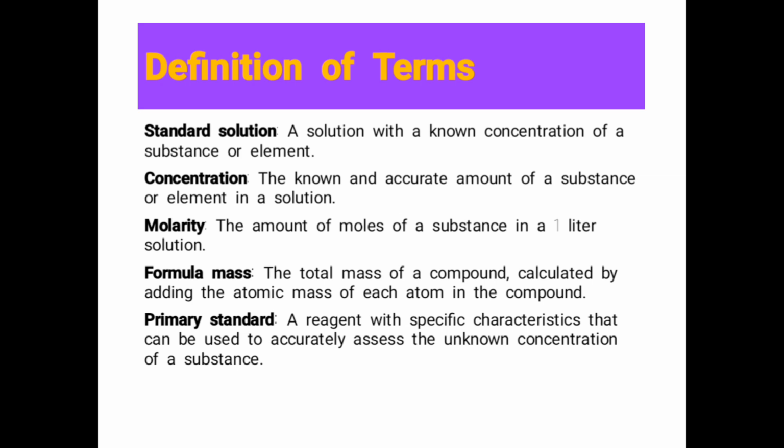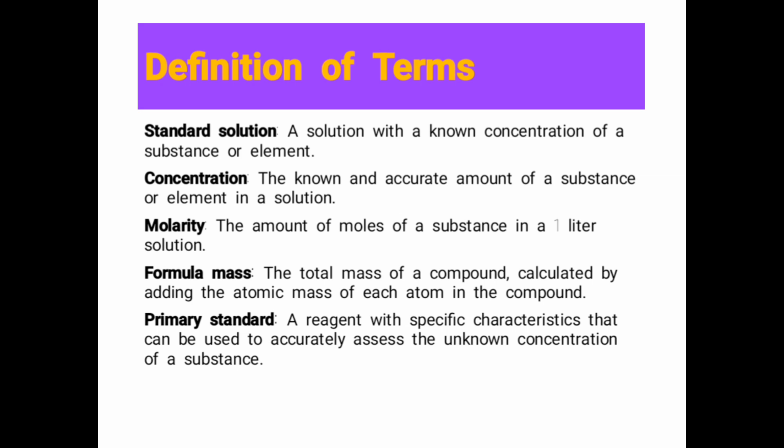Let's say you have sodium carbonate, Na2CO3, for instance. The formula mass will be the sum of the atoms of sodium inside that compound, which is 2 Na, plus carbon, which is 1, plus oxygen, which is 3. So the formula mass is the total mass of a compound calculated by adding the relative atomic mass of each atom in the compound.